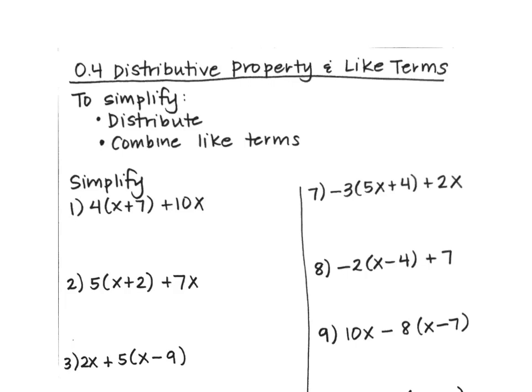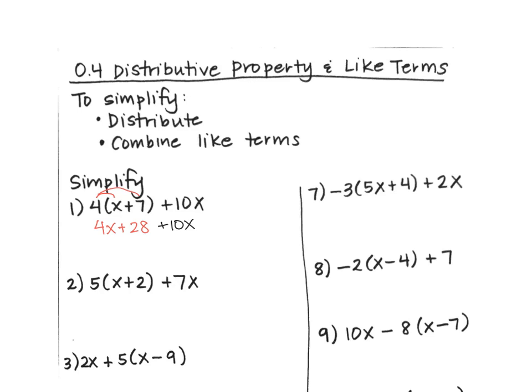First step, distribute. So I'm going to look for parentheses. I can see parentheses right here. There's a number in front of the parentheses, so I'm going to take this 4 and I'm going to distribute it to the parentheses. So this is going to go here and here. 4 times x is 4x, plus 4 times 7 is 28. The plus 10x I leave alone because it was not in parentheses, but I don't want to forget it. It's still there.